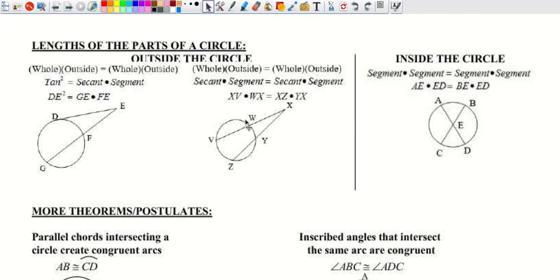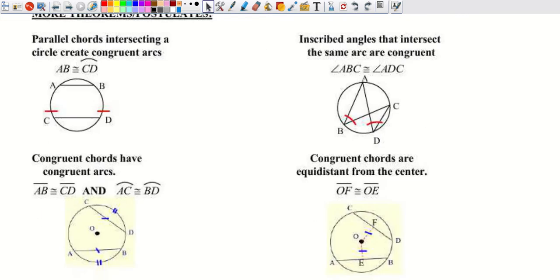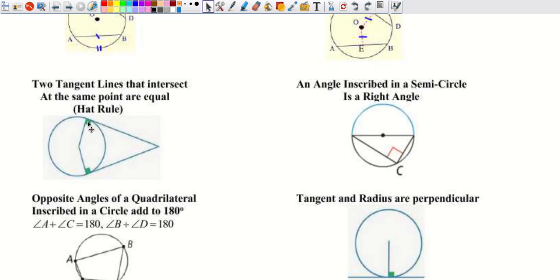Okay, actually there's 4. One of them we already learned was the hat rule. So 2 tangent lines from the same point outside the circle. These 2 lines are going to be equal to each other. Okay, that's our hat rule. All right, that's number 1.